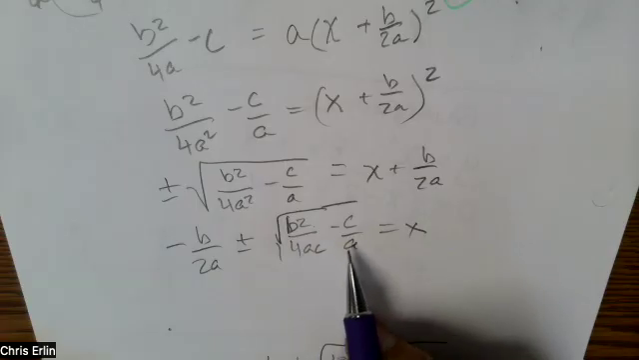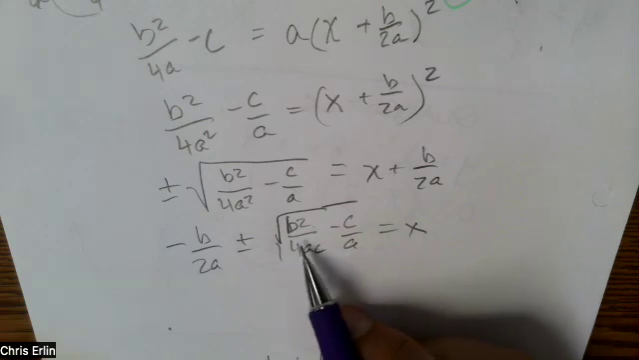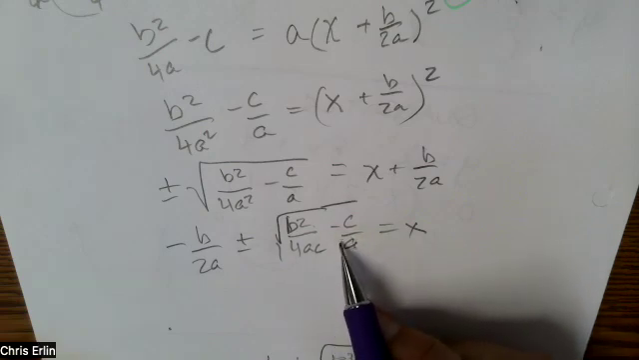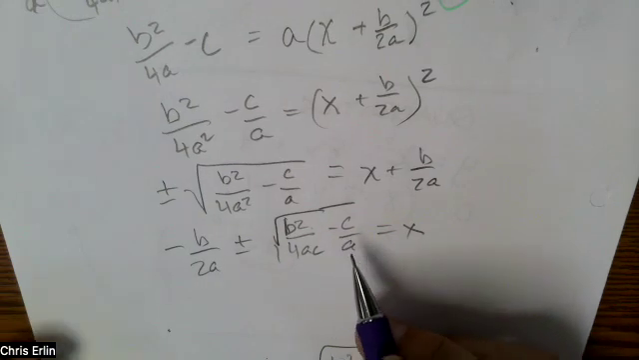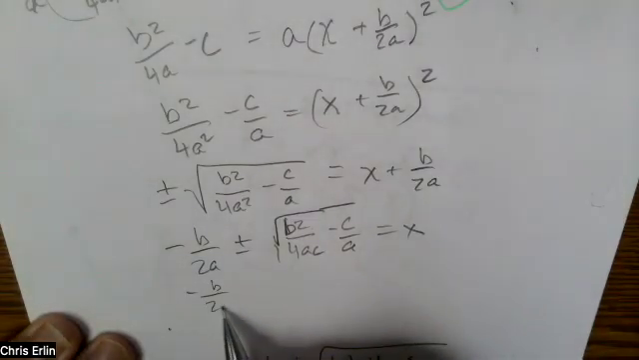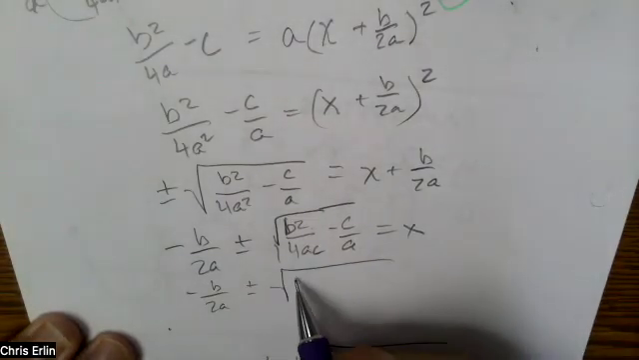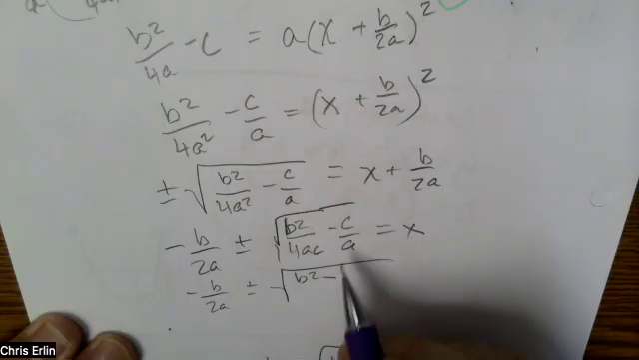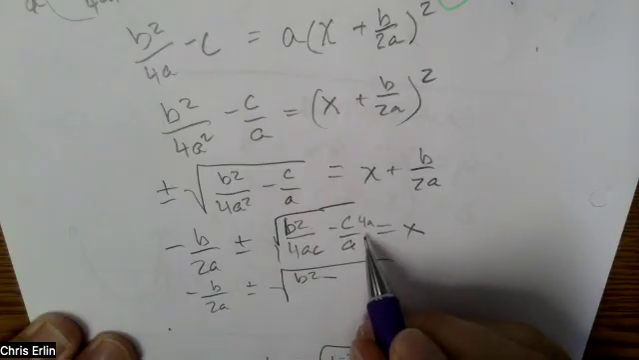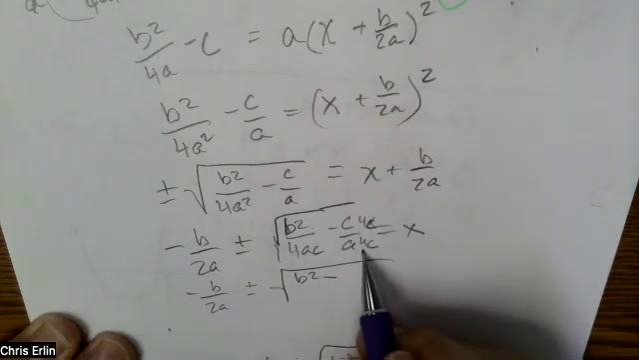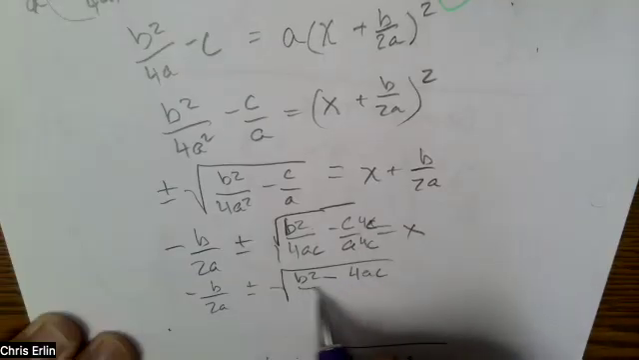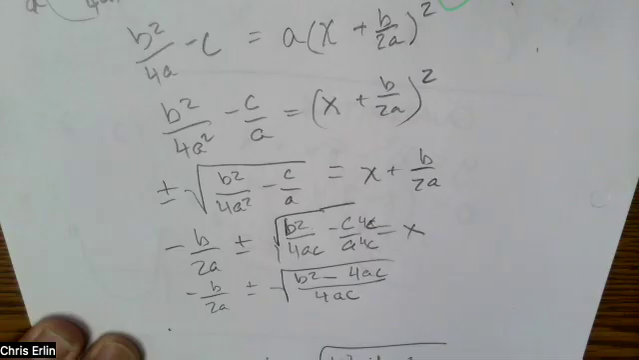Well, before I do that, I better combine these two terms. So first of all, in order to add or subtract two fractions, we need a common denominator. So I'm going to say negative b over 2a plus or minus the square root of b squared minus, I'm going to multiply this by 4c over 4c. That's going to give me 4ac on the bottom. So that's going to give me 4ac on the top, and this is all over 4ac on the bottom.